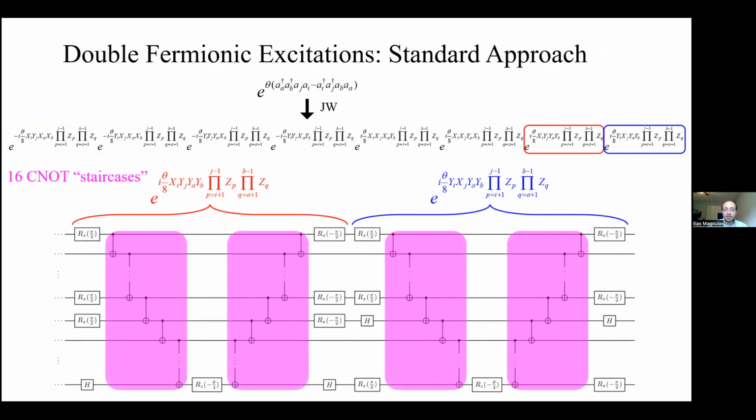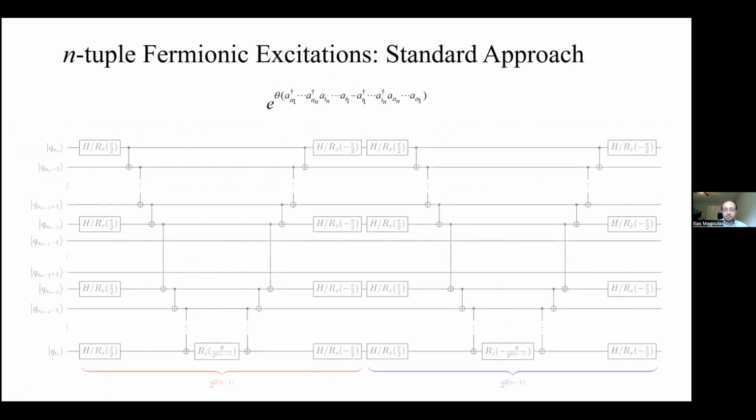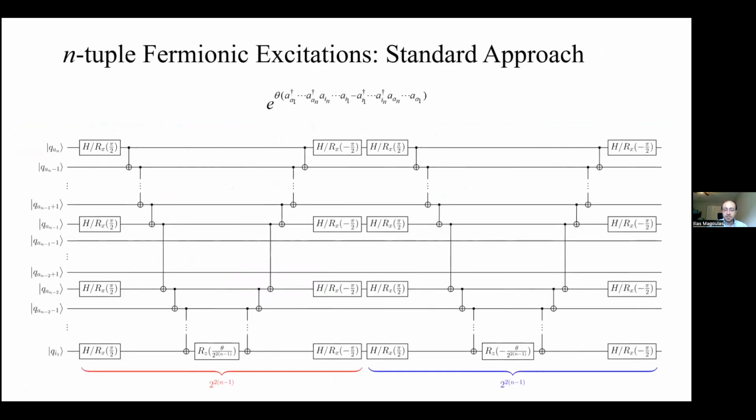And in fact, we can generalize this to the case of an n-tuple fermionic excitation. And in a compact form, the circuit will look like this. So you will have 2 to the 2n minus 1 copies of this circuit and 2 to the 2n minus 1 copies of that circuit. And in total, you will need 2 to the 2n CNOT staircases for an n-tuple fermionic excitation.